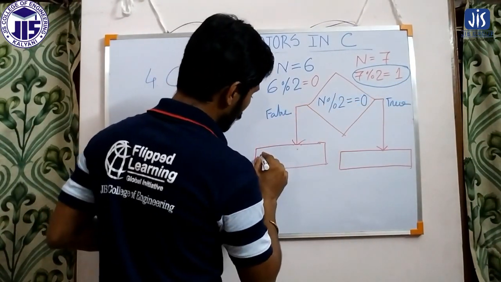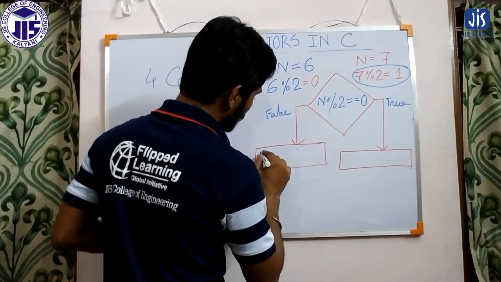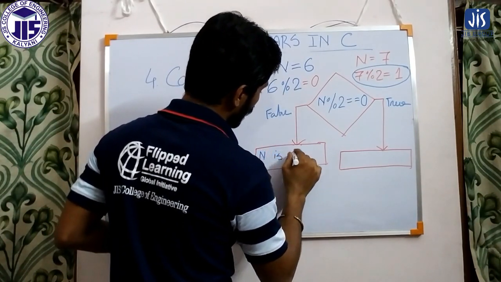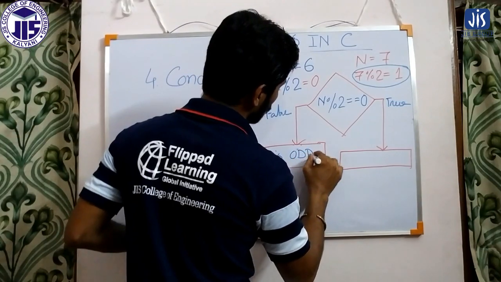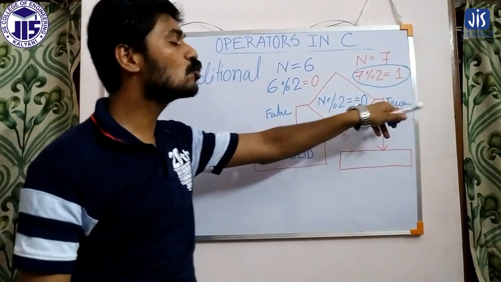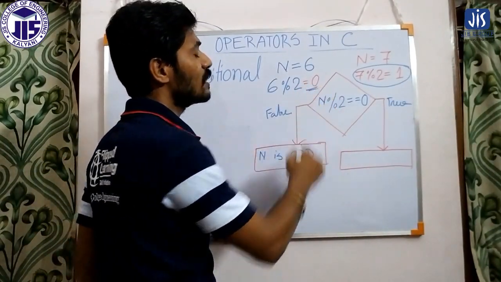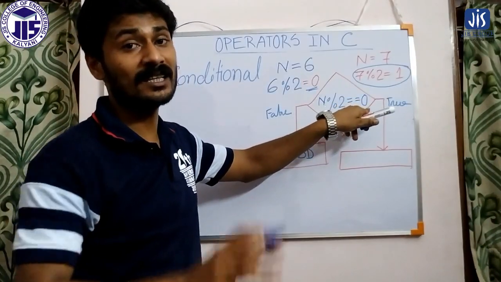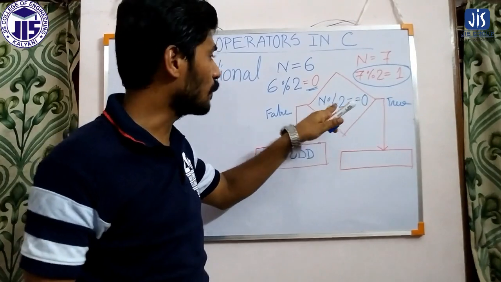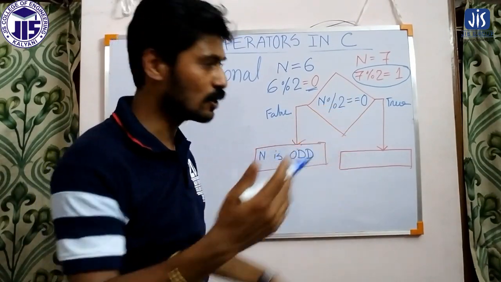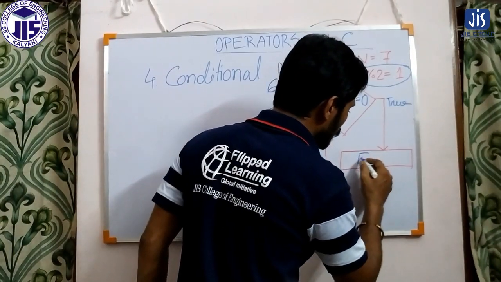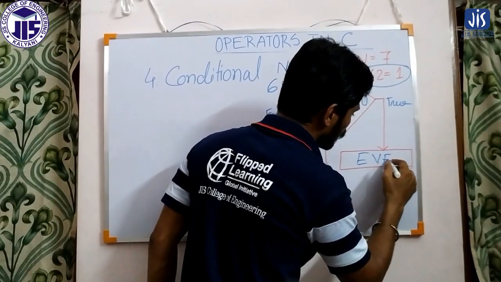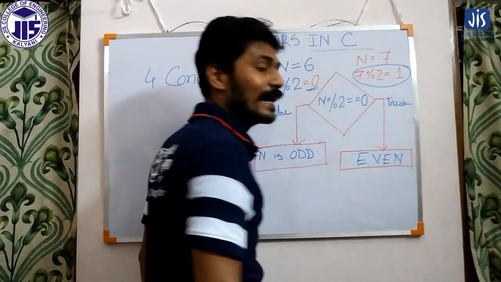So print n is odd. And if it is true, in this case you can see that the result is 0, and we are verifying that the result is 0 or not. So that means it is true. After performing the modulus, we are getting 0. It is true. So in case of true, it will be even. n is an even number.